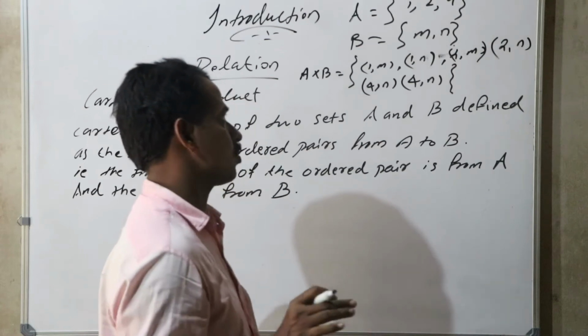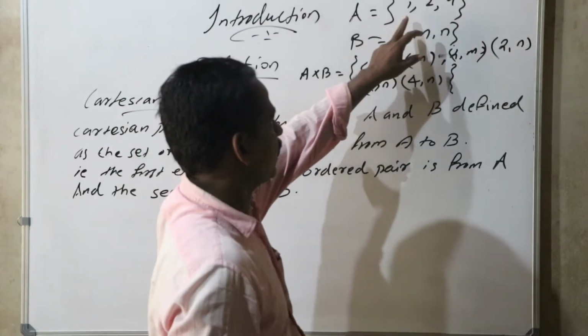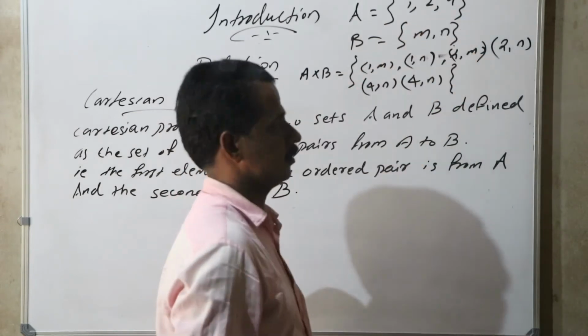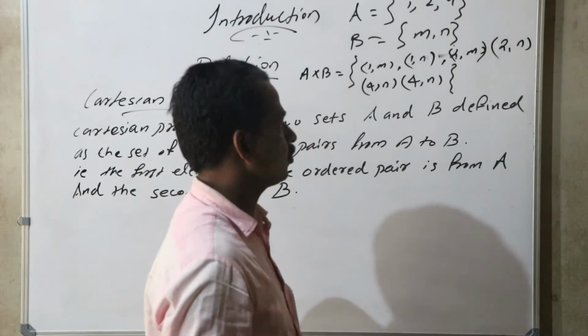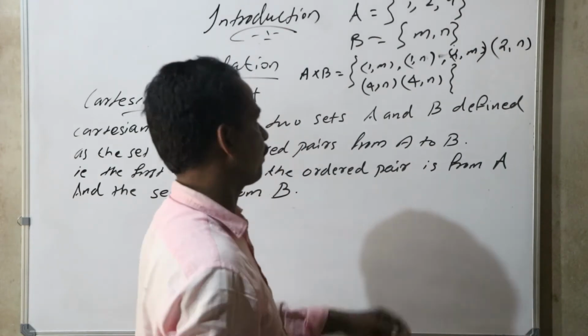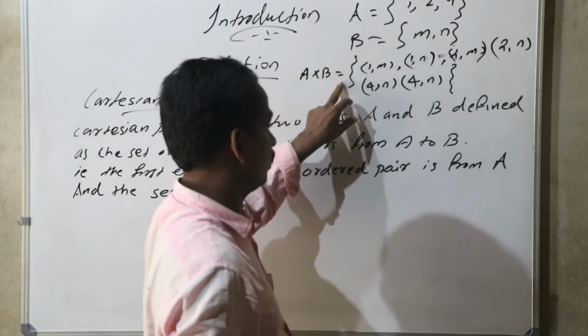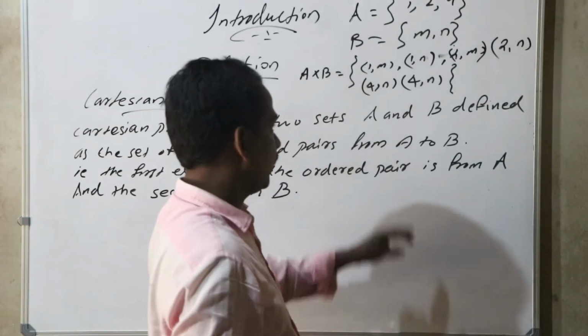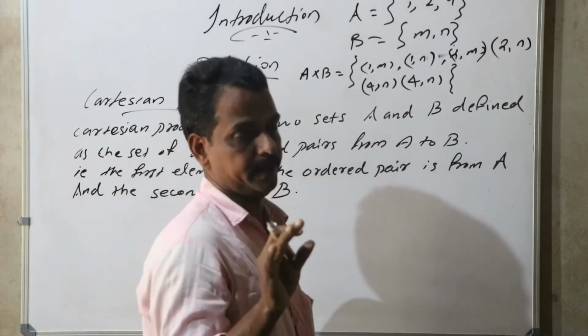How to find out A cross B? A is equal to {1, 2, 4}. B is equal to {M, N}. How to find out A cross B? A cross B is equal to 1 M. Such elements are called ordered pairs.